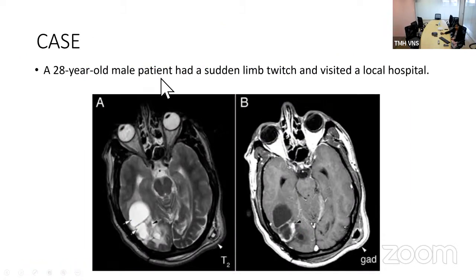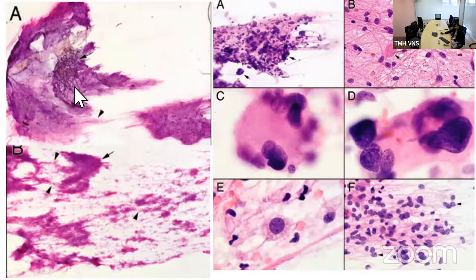Then a 28-year-old male presenting with sudden limb twitch, visited a local hospital. So this is again a solid cystic tumor. This is a T2 hyperintense lesion, and a small enhancing nodule is seen. And this smear we can see is difficult to smear because of some desmoplastic reaction. It is not like the earlier smears, which were quite easy to smear, and we got a cotton woolly appearance.